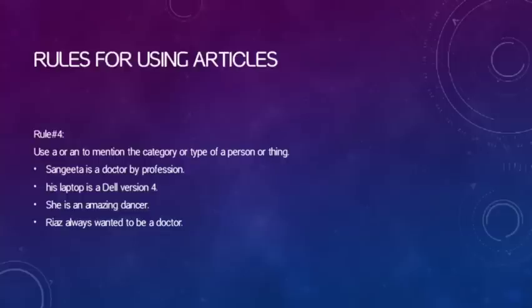Now rule number 5, by mistake I have written 4, that is rule number 5. Use a or an to mention the category or type of a person or thing. To understand this, let's have a look at these examples. Sangeeta is a doctor by profession. Now there are so many professions, so we are saying a doctor, mentioning the category.